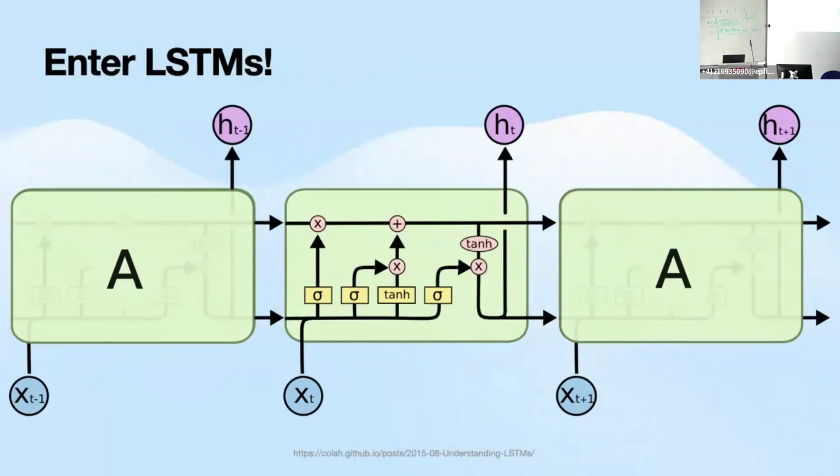Now we will see another architecture, which is called LSTMs. You will see, wow, how complex is it? Let's see how it works. This was a try to help RNNs handle long-term dependencies better.